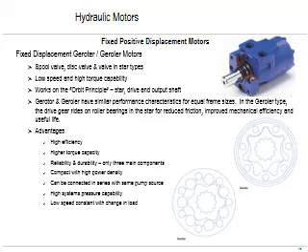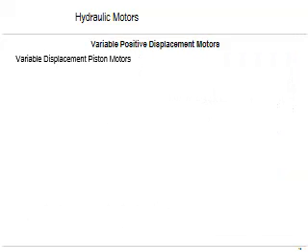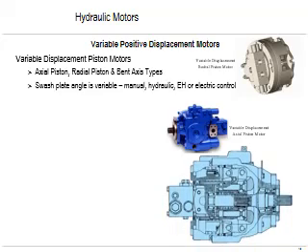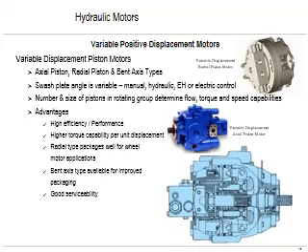So, this is the working principle of a fixed displacement positive motor. Some of the advantages are high efficiency, higher torque capacity, reliability, then compactness with high power density. So this slide shows the variable positive displacement motor and the cut sections. The advantages are high efficiency and high performance. So this is a variable displacement, positive displacement motor.